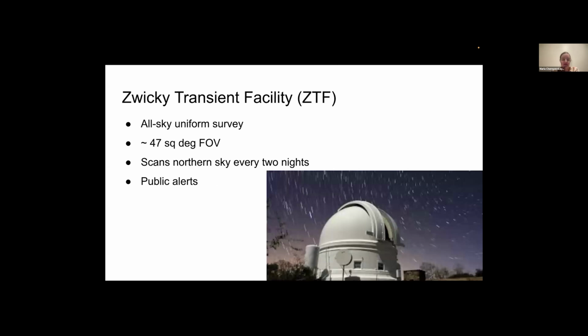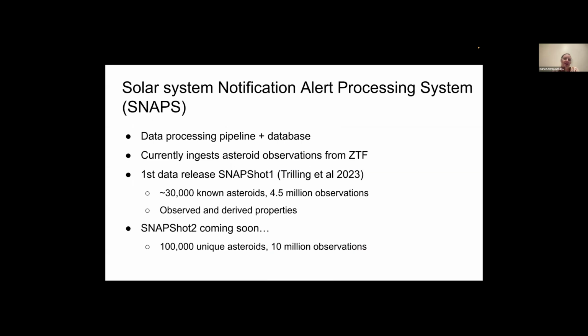Currently, we're using data from ZTF. It's an all-sky uniform survey with about 47 square degrees of field of view, and it scans the northern sky every 2 nights and pumps out public alerts that we digest. We have a data processing pipeline, and we also have a database. Right now we're taking things from ZTF, but as LSST data becomes available, we will be processing that. Our first data release, Snapshot 1, has about 30,000 known asteroids and 4.5 million observations, both observed and derived properties.